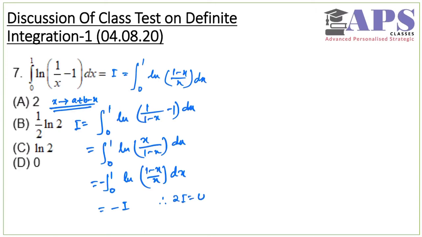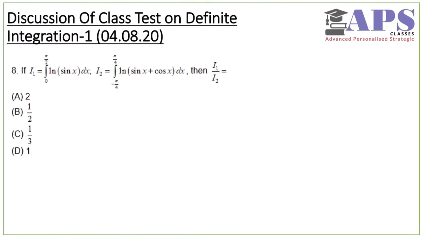2I equal to 0, which gives I equal to 0. So option D is correct here. Now in question number 8, we can simplify I2. I2 is given like that.